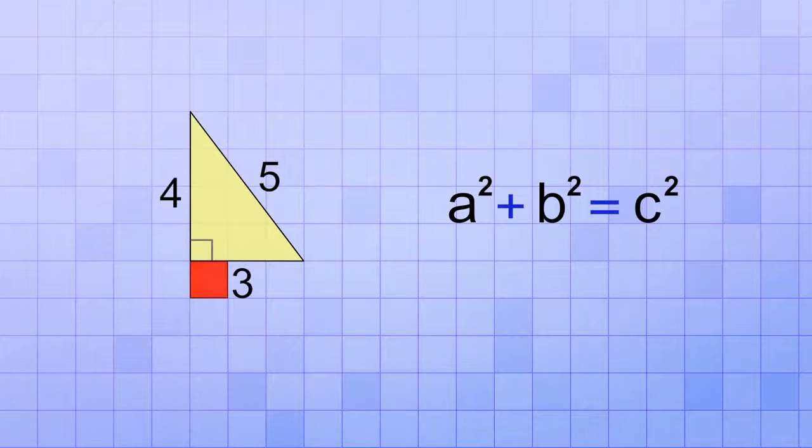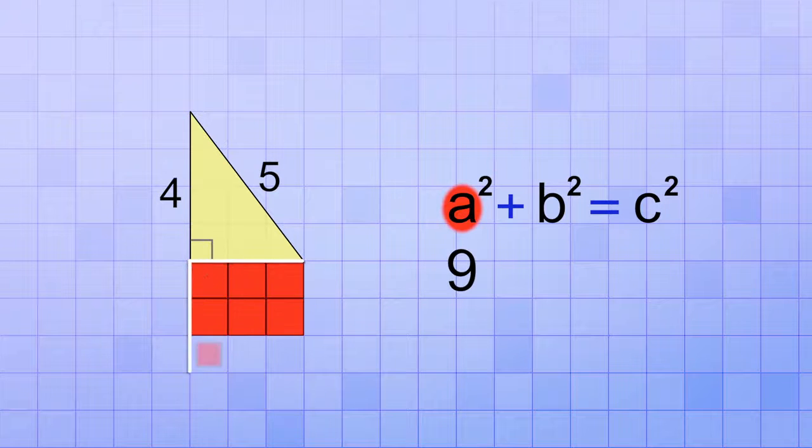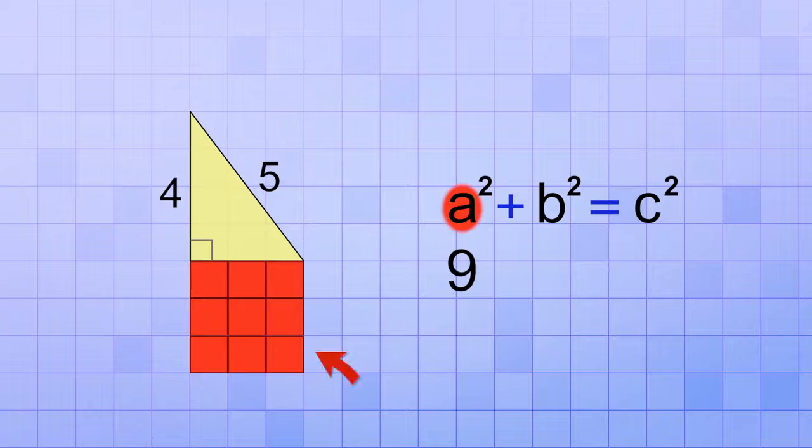Starting with the side that's 3 units long, which we'll call side A, what do we get if we square that side? Well, in arithmetic, squaring 3 means multiplying 3 times 3, which equals 9. And the geometric equivalent of squaring something actually results in a square shape. As you can see, this square contains 9 unit squares. So this red area represents the value a squared in the Pythagorean theorem.